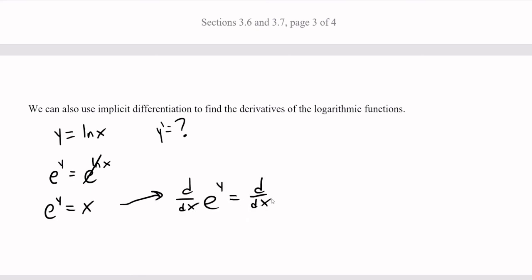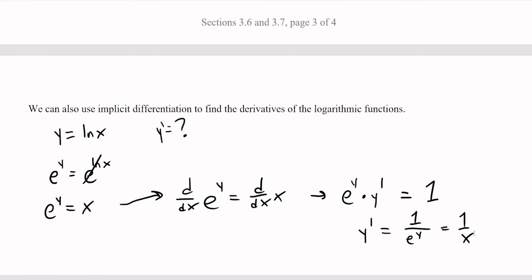to do this. All right, so then that's going to be, well, derivative of e to the y is e to the y, but this is technically chain rule. Y is a function of x, times y prime equals 1. Y prime is 1 over e to the y. But what was e to the y? E to the y was just x. There you go.